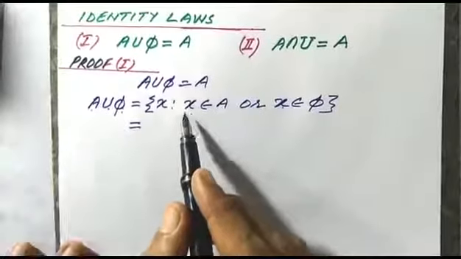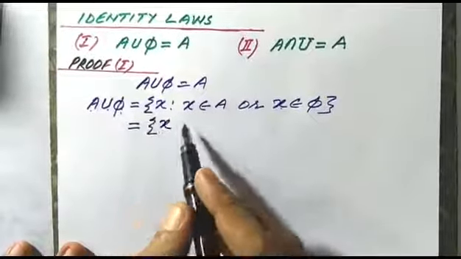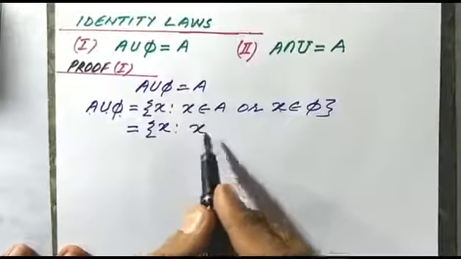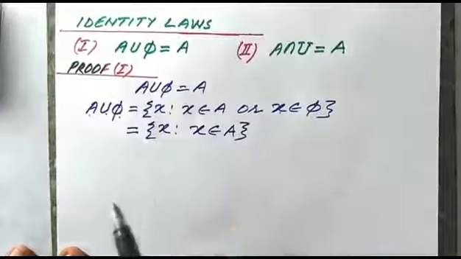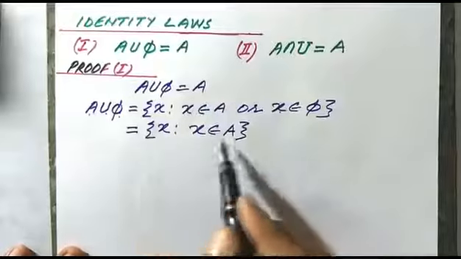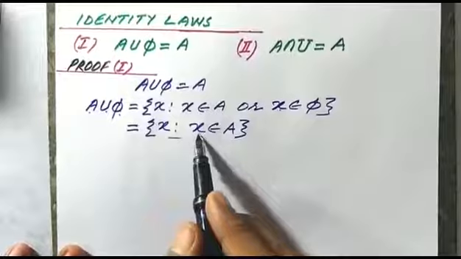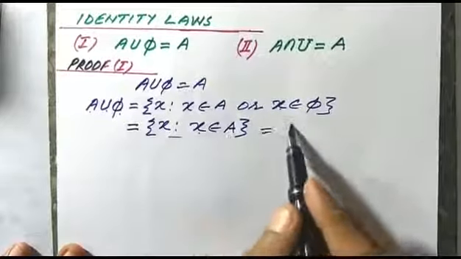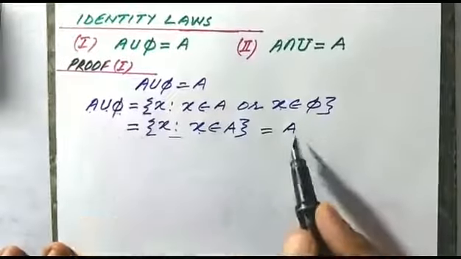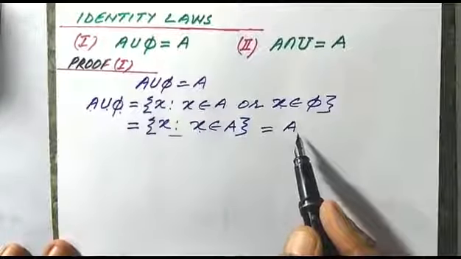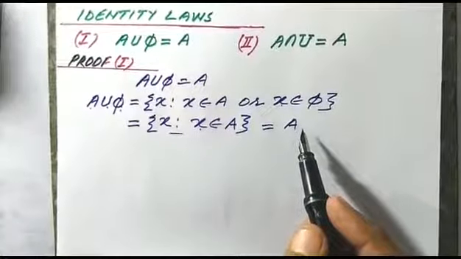So this statement is equivalent to the set of X such that X belongs to A. Again, this is the definition of set A, a set of X where X belongs to A, that is the set A itself. So we have proved that A union phi is equal to set A itself. So we have proved the first identity law.